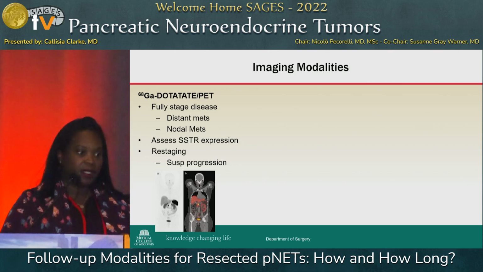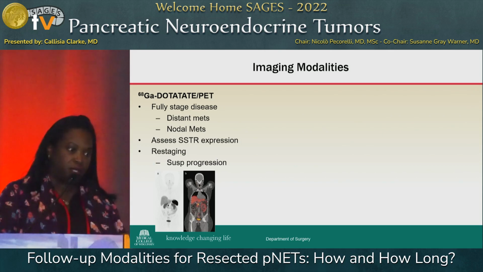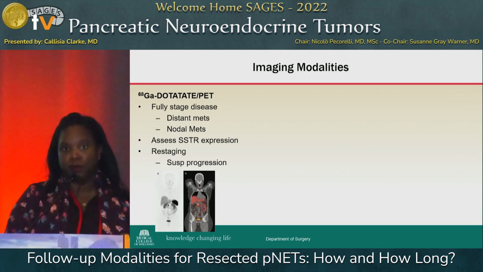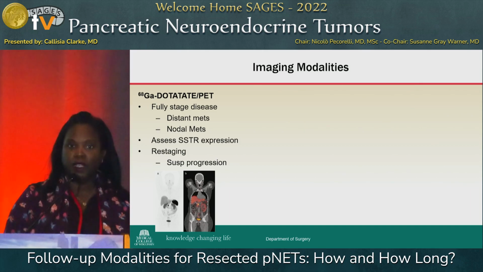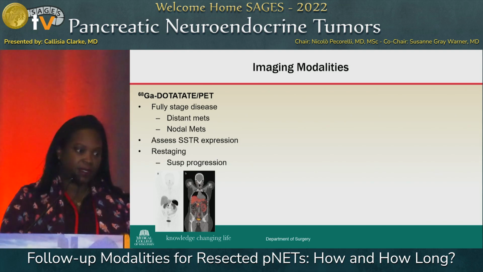Specifically, this is very helpful to assess for distant metastasis and for nodal metastasis. It does also assess the somatostatin receptor expression, which does have therapeutic implications later on down the road. At times, we will integrate this into restaging for patients that have either suspicious progression or recurrence. It can help confirm a recurrent disease, but in general, we don't routinely use this for surveillance.